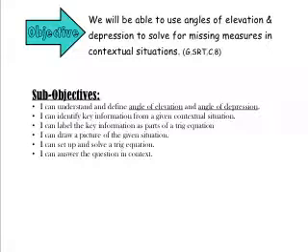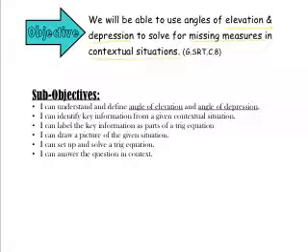So our objective is we will be able to use angles of elevation and depression, so I need to know what those are, and how to use them to solve for missing measures in contextual situations. We're still going to be solving for a missing side or a missing angle, but it's going to be in context of what it might look like in the real world. So the first thing is I need to understand and be able to define what an angle of elevation and depression is.